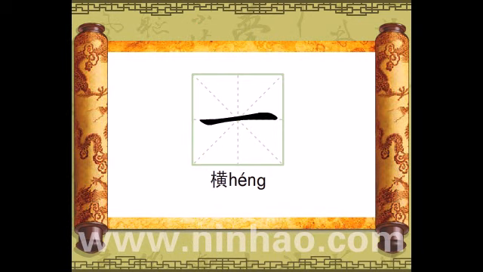The Heng stroke is written horizontally from left to right. Right? It is very simple. Let's look at a few characters that are comprised of this stroke.